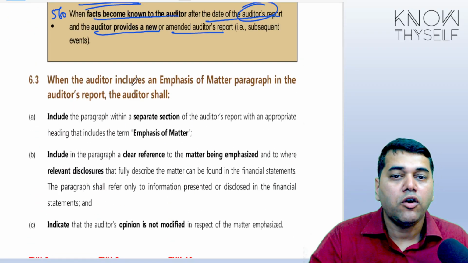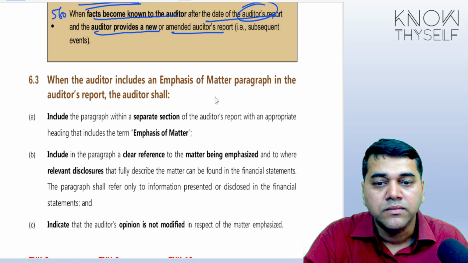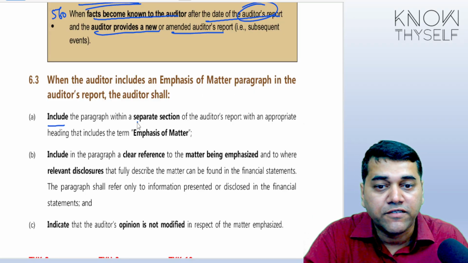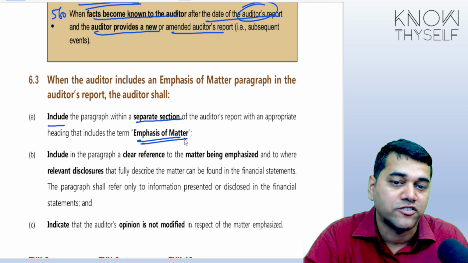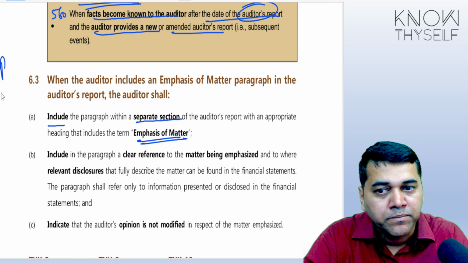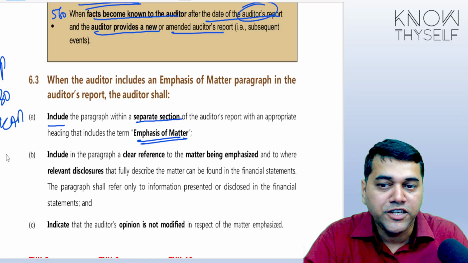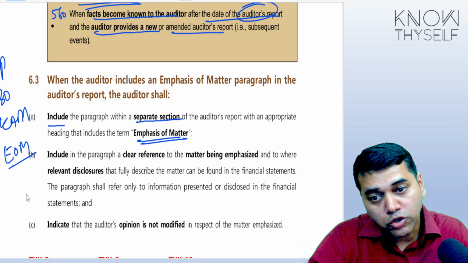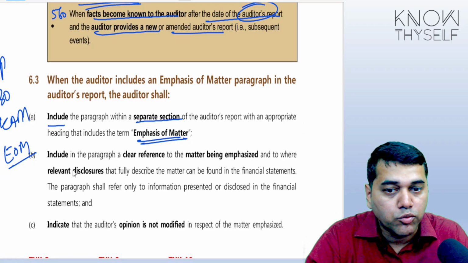Now, when the auditor should include the emphasis of matter, how should you report? First, you need to have a paragraph as a separate section called emphasis of matter. We have the opinion, basis of opinion, then the key audit matter, then we need a new heading called emphasis of matter. Then include under this whatever you want to tell.